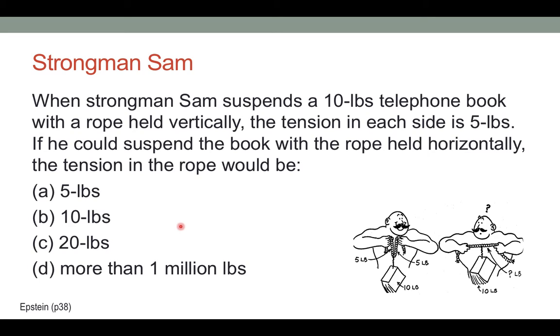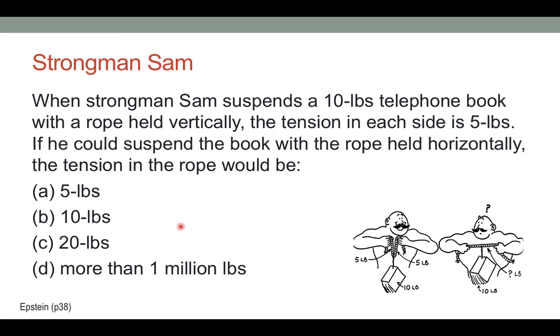He's going to support a 10-pound telephone book with a rope held vertically, in which case the tension on each side of the rope will be 5 pounds. So the two 5-pound forces will support the 10-pound weight. Now he's going to try to pull the rope so that it is horizontal. The question is, how hard does he have to pull to make the rope go horizontal? So think about that for a moment.